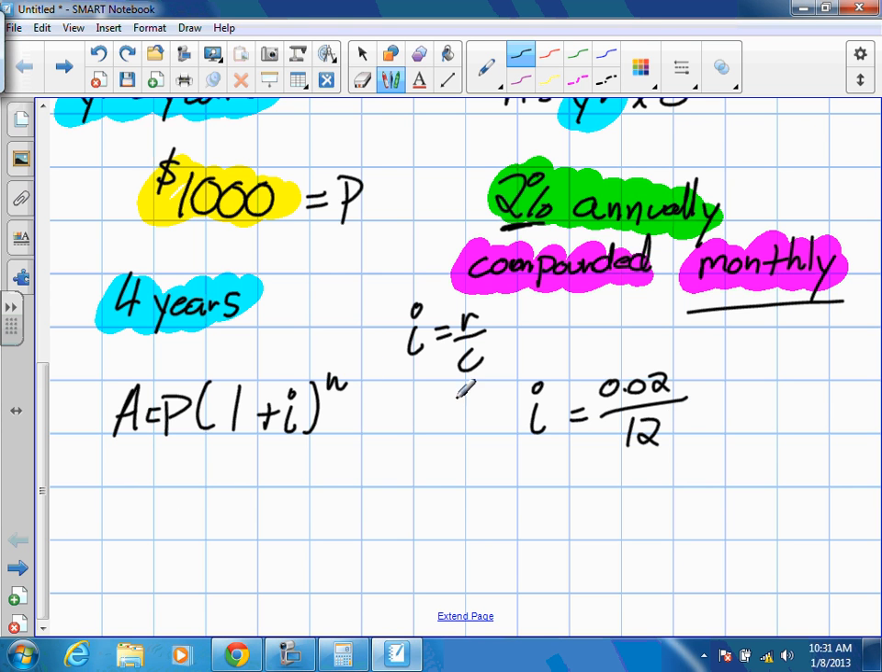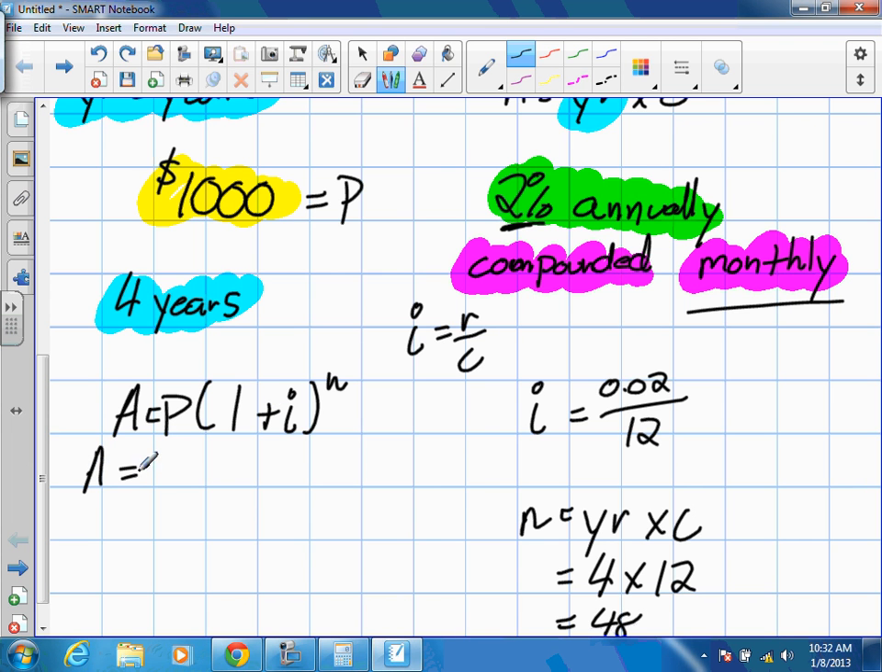And our N is the number of years multiplied by the compound period. How many years were we investing for? 4 years? But how many compound periods happen over the course of 4 years? Or what is the compound period? Sorry. It's 12, which means how many happen over the course of 4 years, Khalil? 48. We compound this interest rate 48 times in 4 years. So this becomes important in the amount of money we're going to create. So our principal is $1,000.